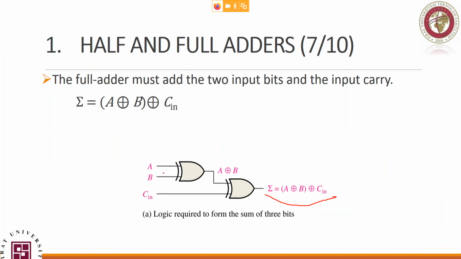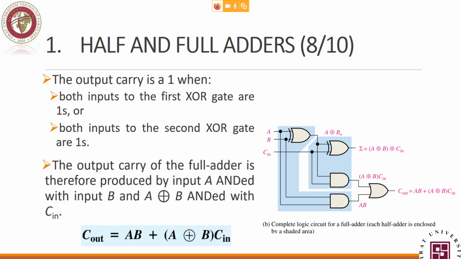Now, the idea is that we have A XOR B. Let's make use of it. When we have A XOR B, we can take it and AND it with the Cin, and then we can AND A and B separately, and then OR all of them together. Meaning, the first part is A XOR B and Cin, or A and B.